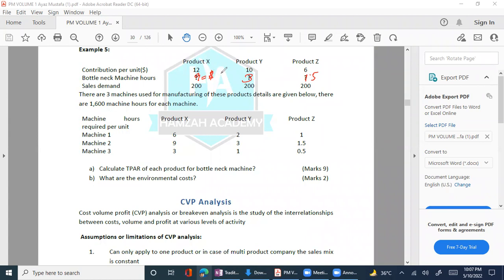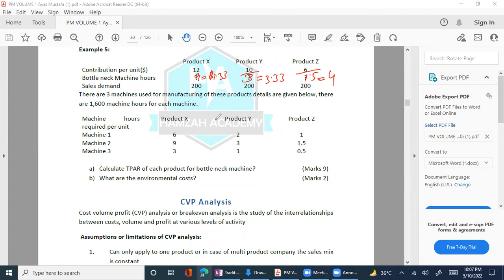What will be the answer? 12 divided by 9 is 1.33. Then 10 divided by 3 will give us how much? 3.33. And then 6 divided by 1.5 will be 4. So this is throughput per hour, and the fixed cost per hour is not here.